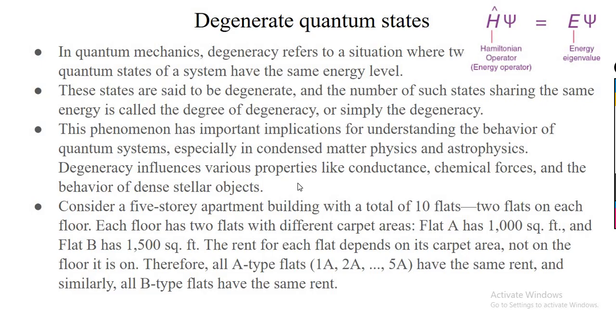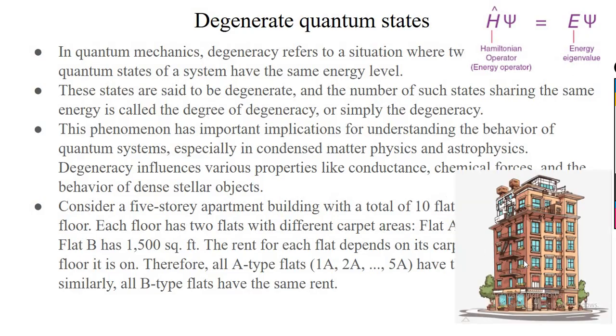A classical example one can take: you have a 5-storied building having a total of 10 flats, where flat A has 1000 square feet and flat B has 1500 square feet area. The flats may be on different floors, but flat A on the ground floor, first floor, second floor, and third floor has the same rental, whereas flat B on different floors also has the same rental value. So this rental and the energy values are equivalent in these cases, whereas the floors represent the different psi states or quantum states. So the flat and its carpet area and rental value are equivalent to the degenerate quantum states.